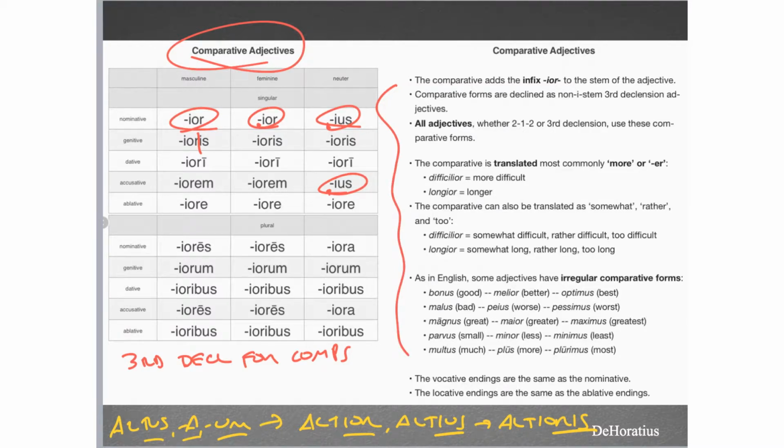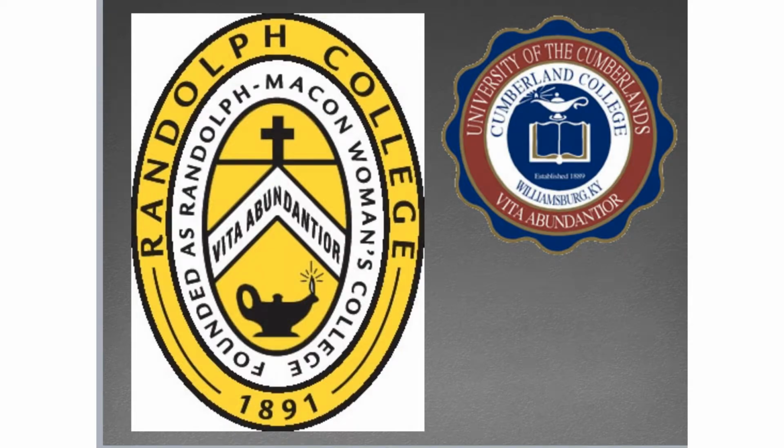But I will reiterate: all adjectives, all comparative adjectives, I should say, use third declension endings, and those are all listed there. The endings are the same. There's no difference in the ending, but all adjectives use third declension endings. All right. So let's take a look at a couple examples.